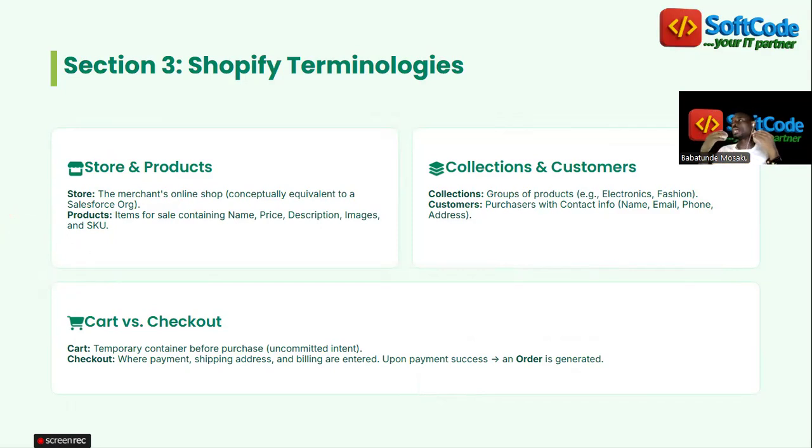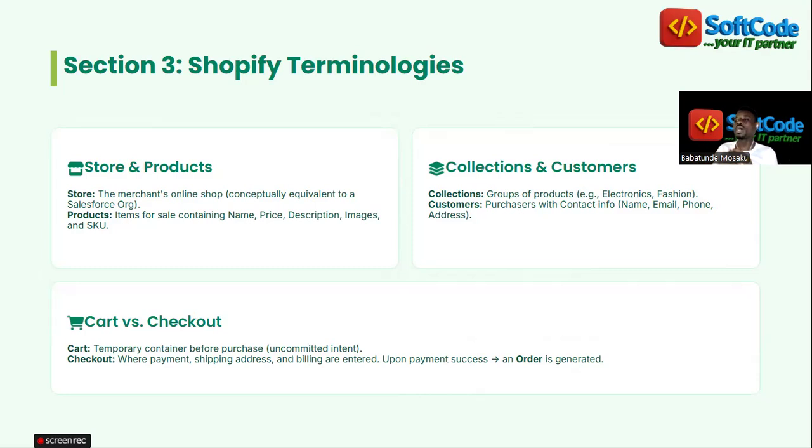And then collections. What is a collection? A collection is a group of products. In Salesforce also we have something like that, where we can group the products into a collection, right? And then also customers. Customers are individuals that you want to sell things to. These are the purchasers with contact information: they have a name, email, phone number, address, and things like that.